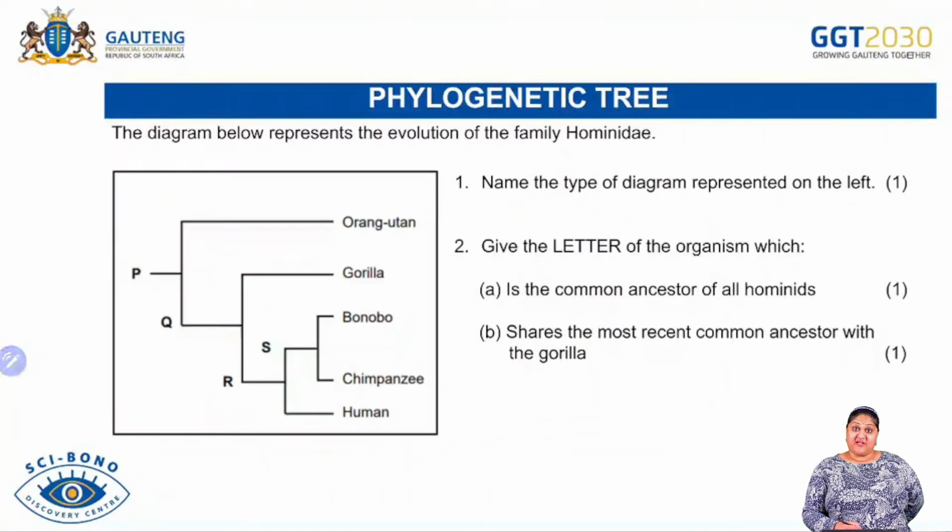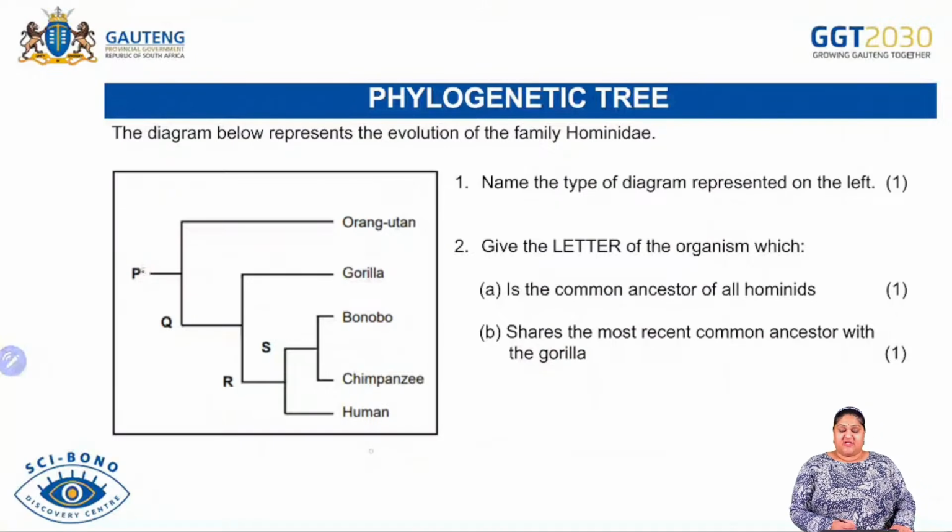Right, now this is a different phylogenetic tree. It's also similar to the one that I showed you previously. So here you can see that P is the common ancestor of all of these species. Name the type of diagram represented on the left.